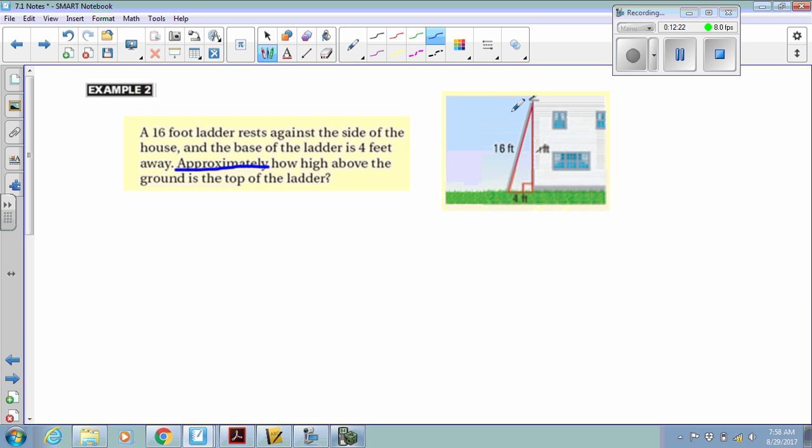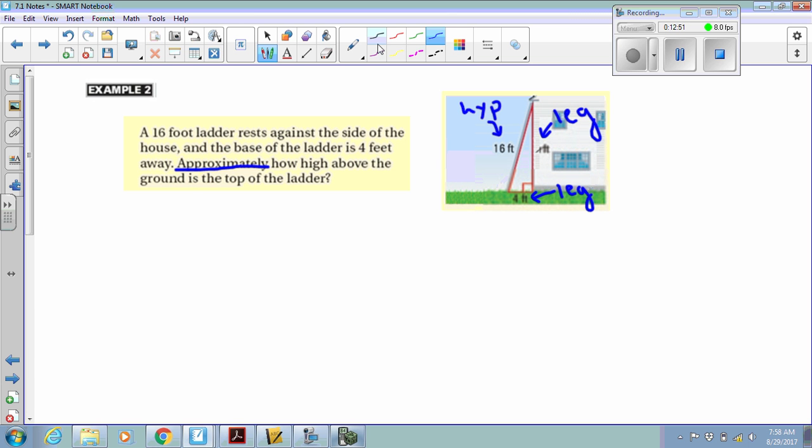Now, they kind of already gave you a picture here, okay? So here's the 4 feet. Here's our x right up here, and then 16 is what we would call, remember, because it's across from the 90 degree, our hypotenuse. So we already know that our 16 is the hypotenuse. Then we know that the x is going to be one of our legs, and then the 4 feet is going to be one of our legs.